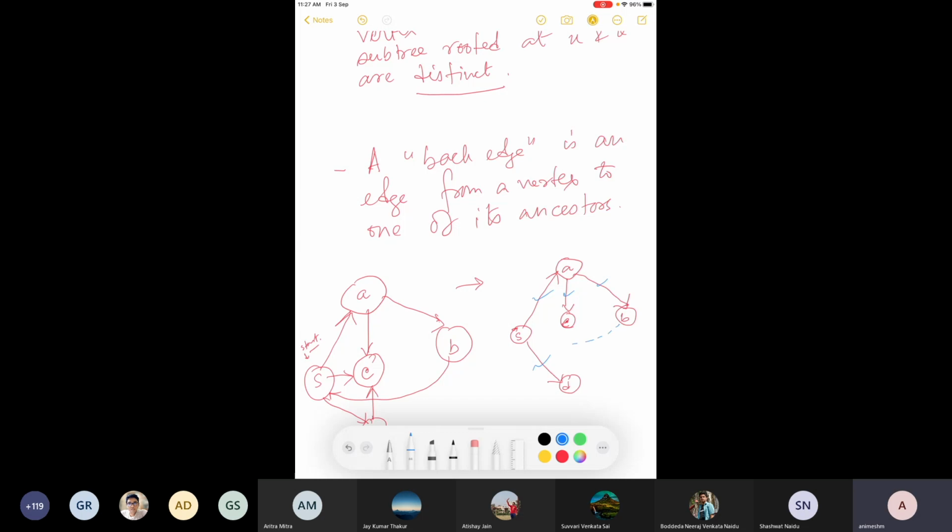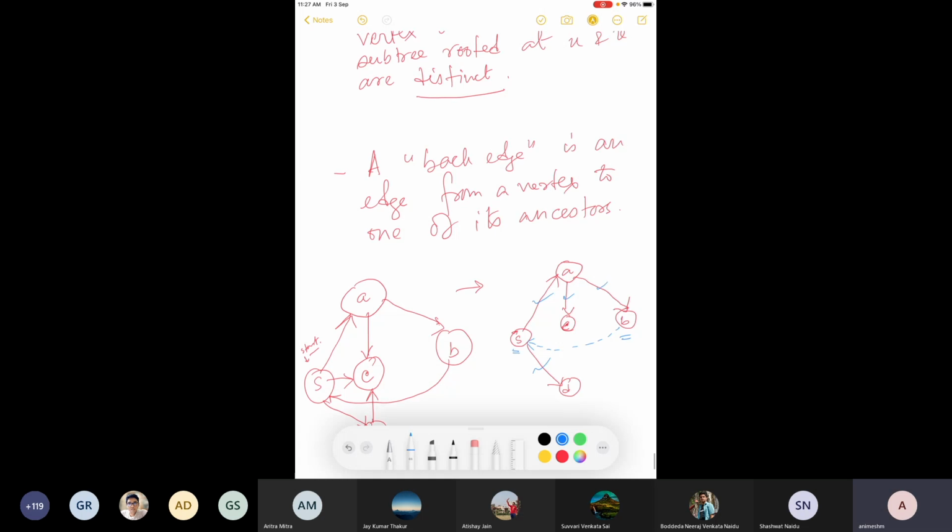The back edge here is the edge from B to S, which is there in the original graph, but in the DFS tree it is absent. And here, as per the DFS tree, this node is a descendant of this node, and therefore an edge existing between a descendant and an ancestor is a back edge by definition.